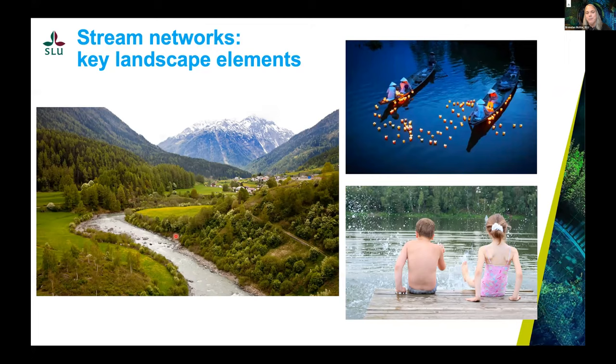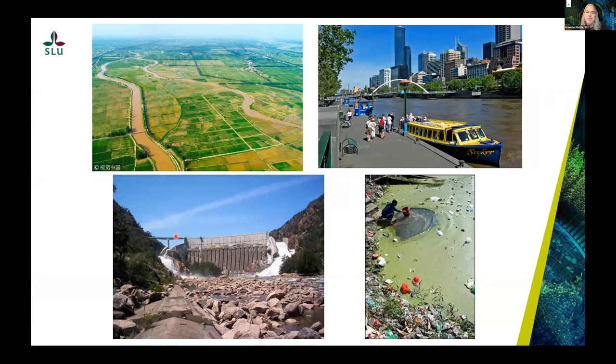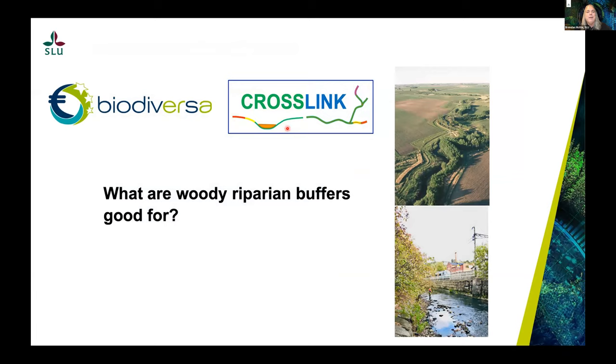But it's exactly because streams and rivers have this position at the heart of landscapes and at the heart of much human economic activity that these habitats are often very highly degraded, impacted by multiple different types of stresses. And this highlights the need for management measures which can effectively address these stresses not only at the most local of scales, but even at whole landscape scales. And this brings me to a European project funded through Biodiversa, which has the acronym CrossLink, a project which I've been coordinating for the last 4 years or so.